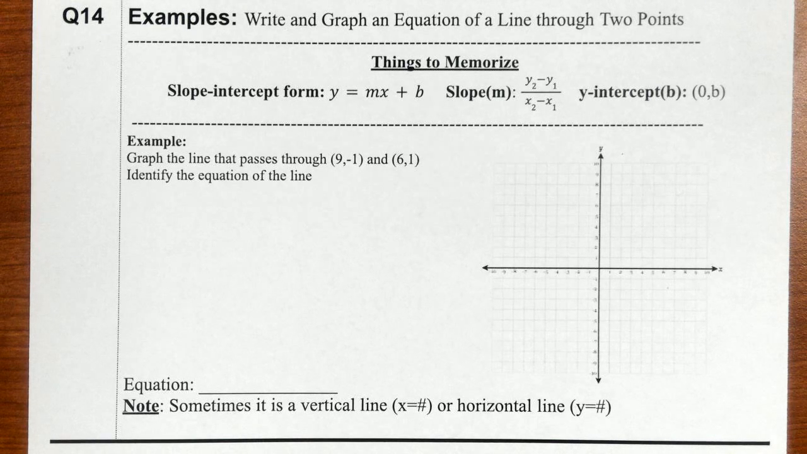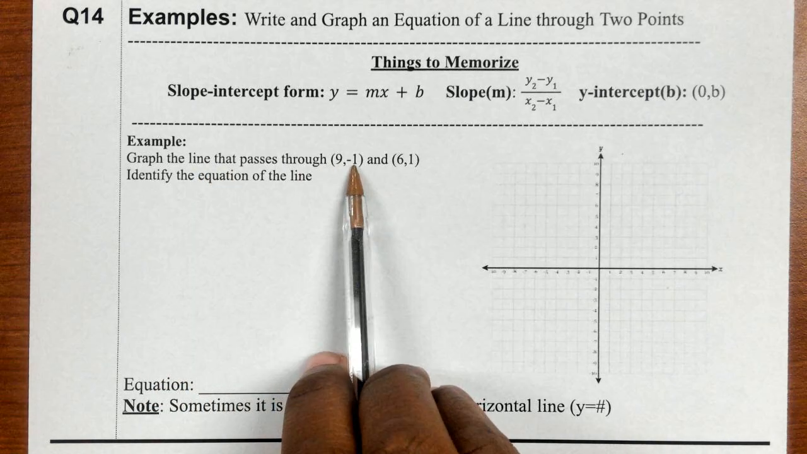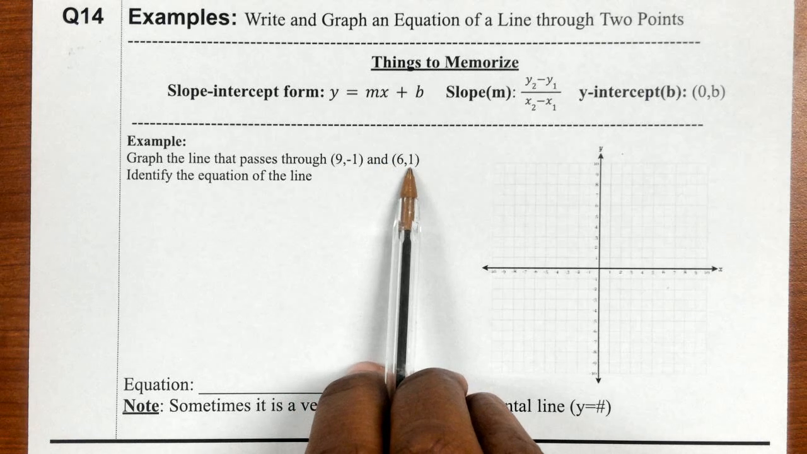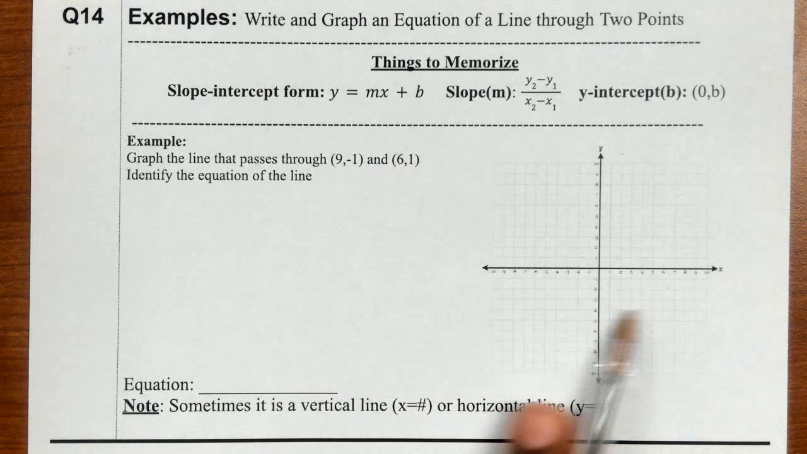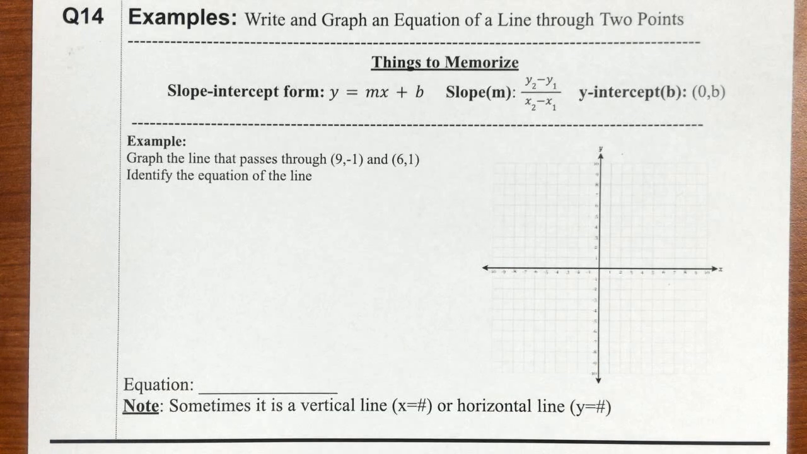Question number 14 wants us to write and graph an equation of a line through 2 points. The question reads, graph the line that passes through (9, -1) and (6, 1). Here we do have some graphing sheet, so let's actually graph these points.